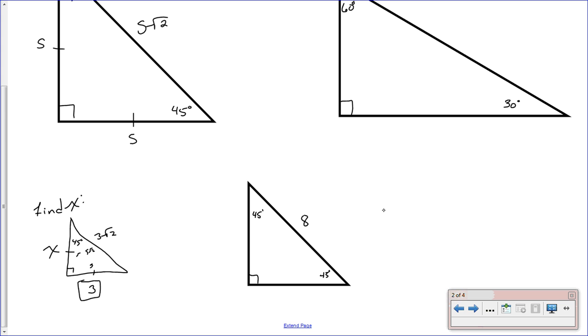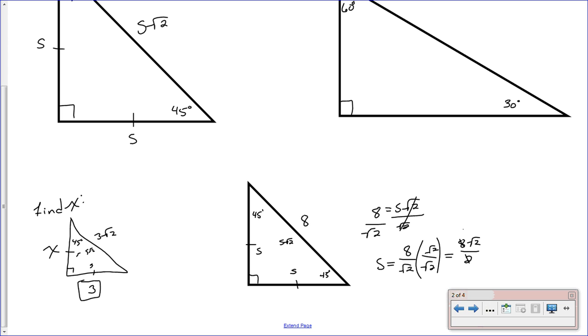Well, we know that this 8 equals S times the square root of 2, and we know that our ratio says this is S, S, and S times the square root of 2. So all we have to do is solve for S. What do we have to do to solve for S? Well, we need S by itself, so divide by the square root of 2 on both sides. So S equals 8 over the square root of 2. And don't forget, you do need to rationalize your denominator. So multiply the top and bottom by the square root in the denominator. You get 8 square root of 2 over 2.